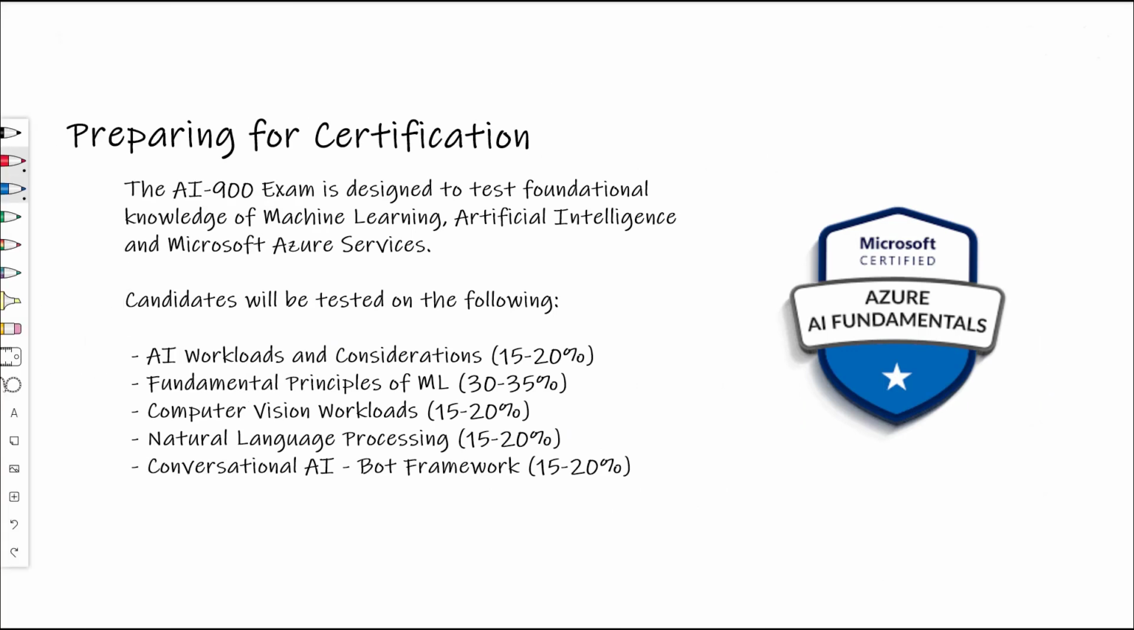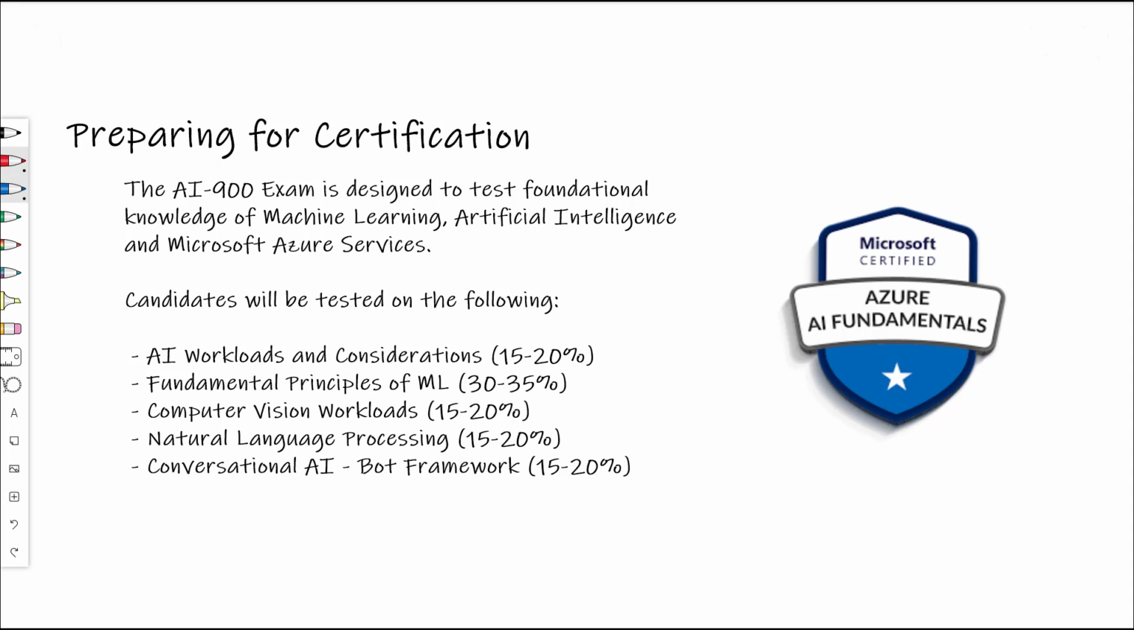Before we begin, let's take a moment to understand the skills measured on the exam. Now, the AI-900 certification is designed to test foundational knowledge of machine learning and artificial intelligence workloads and how to implement them on Microsoft Azure. The exam is intended for both technical and non-technical backgrounds, so don't expect to see any deep technical questions, but rather questions designed to test a general understanding of the subject matter. Topics will include machine learning and AI workloads, computer vision, natural language processing, and conversational AI.